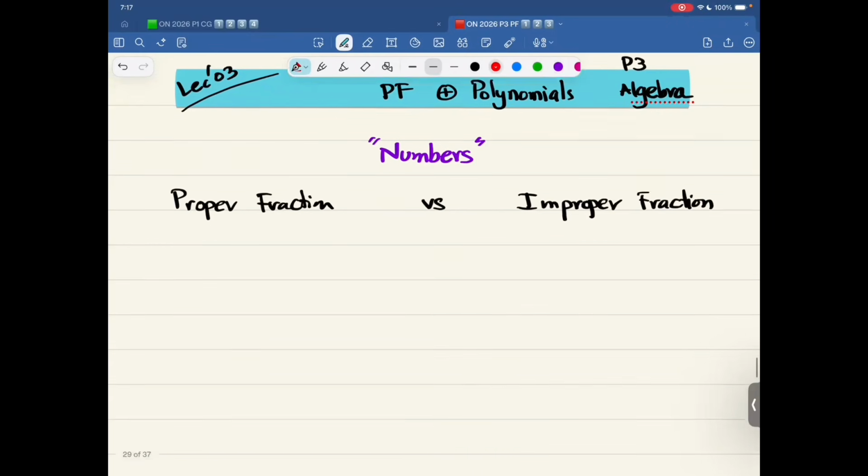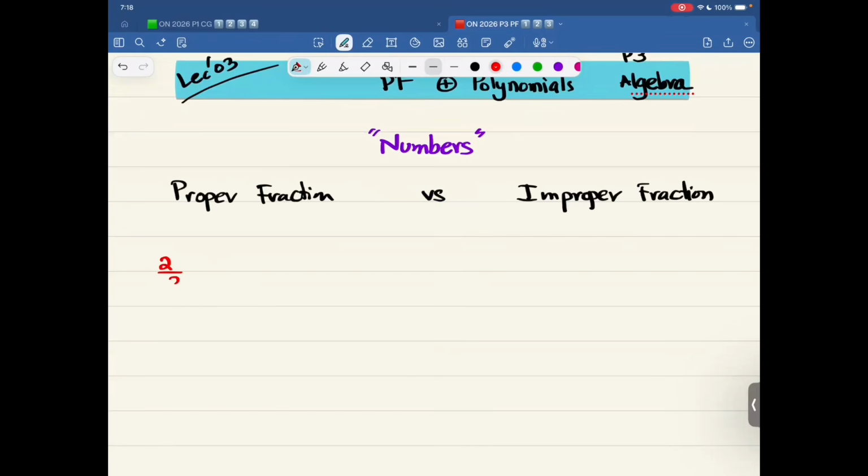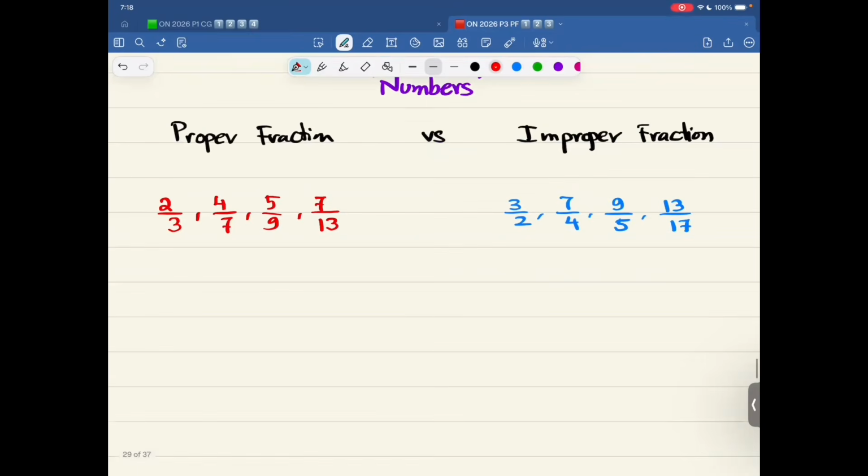If I have something like 2 over 3, 4 over 7, 5 over 9, 7 over 13, these are proper fractions. If I flip each one of them, 2 over 3 becomes 3 over 2, 4 over 7 becomes 7 over 4, 5 over 9 means 9 over 5, 7 over 13 means 13 over 7. So these are examples of improper fractions.